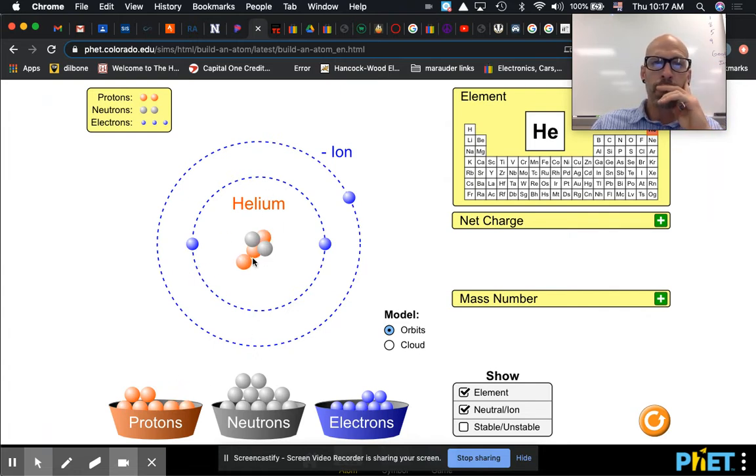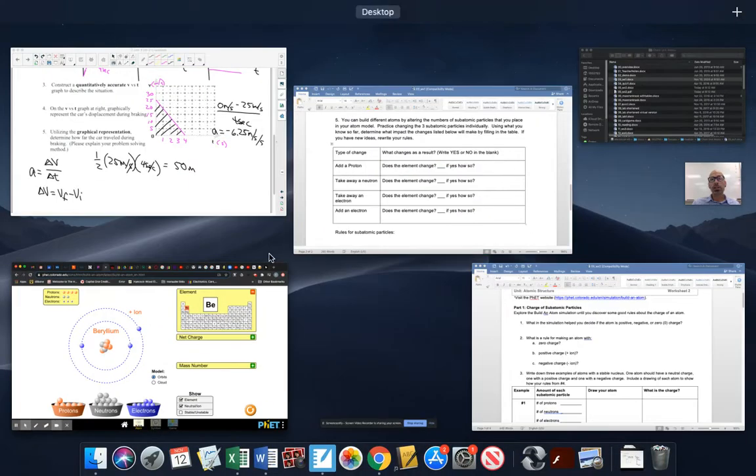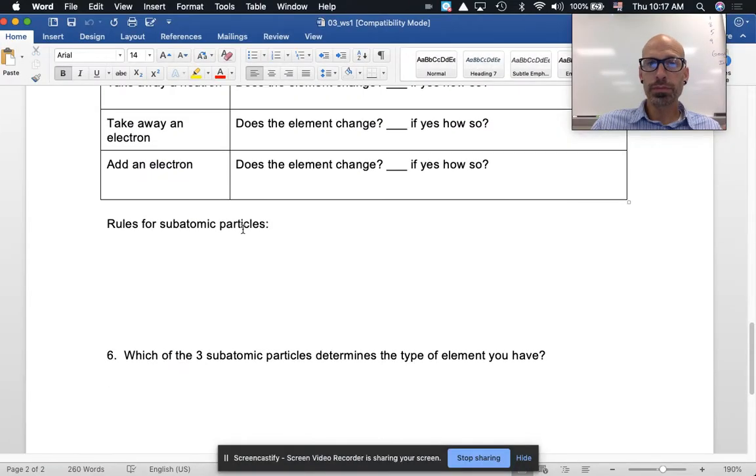But adding a proton changes it. And I add another one, boom, it's another element. And another one is a different element. So it's changing the element every time I put a proton in there. Okay, so now you're supposed to come up with, okay, what are the rules?